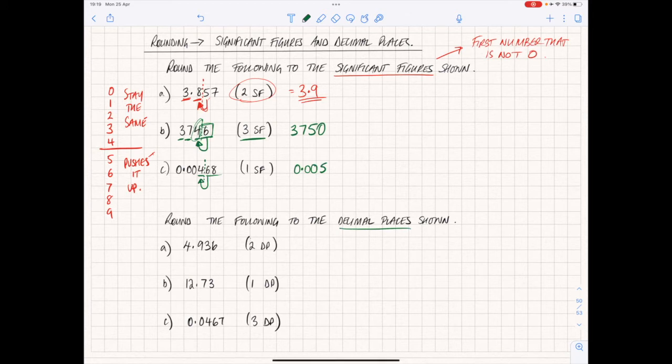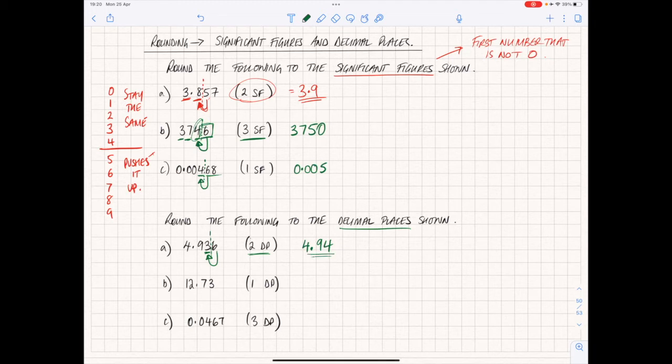So here, 2 decimal places means we start with the 9. So if it said 2 significant figures, we'd start with 4 because that would be 1, then 2. But because it's decimal places, we look at where the decimal is. That's my first decimal place. So 1, 2. So you're underlining the 3 because that's your second decimal place. How does the 6 affect the 3? Well, it pushes it up, so it becomes 3.94.